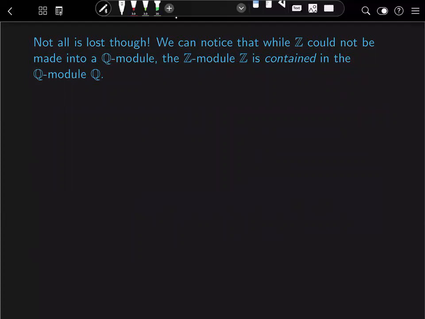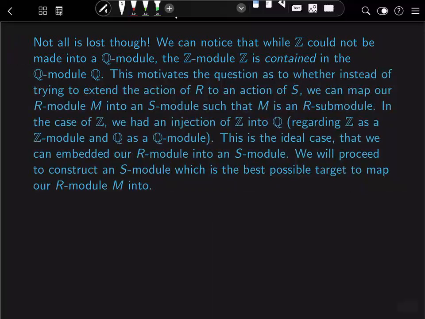Whereas if we restrict the action, right? So if we go in the opposite direction and we start with our Q module Q and we restrict the action of Q, we can restrict it to an action of Z on itself. And so this motivates the question as to whether, instead of trying to extend the action of R on to an action of S, can we map our R module M into some S module such that M is an R submodule, right? And that's exactly what we're seeing with our example with Z as a Z module. We can map it into a Q module, which is Q, and Z lives inside of our Q module as a Z submodule.